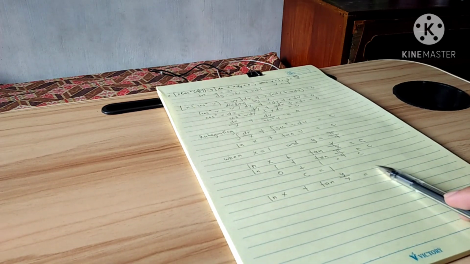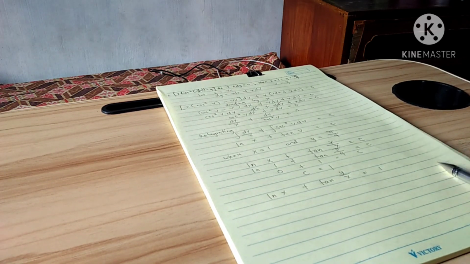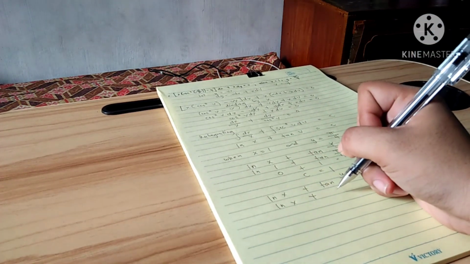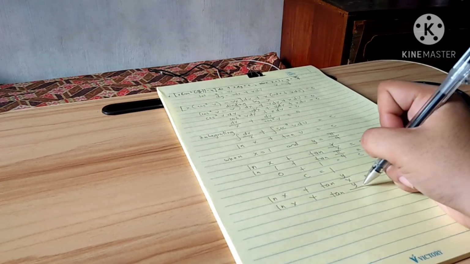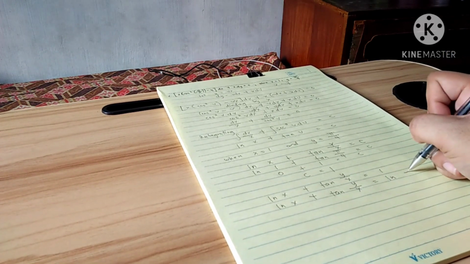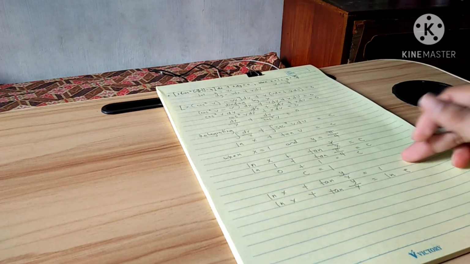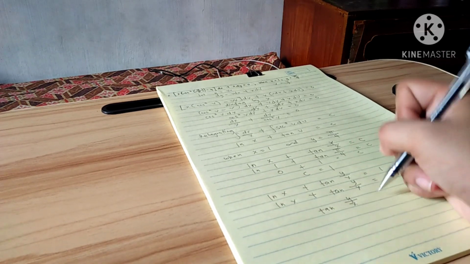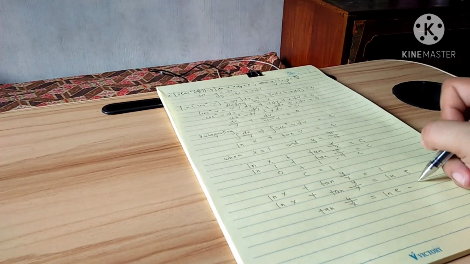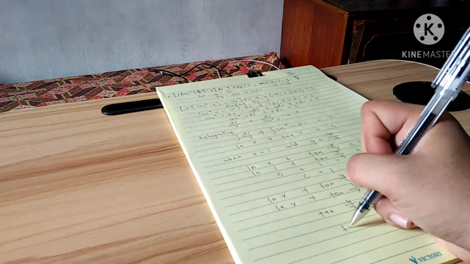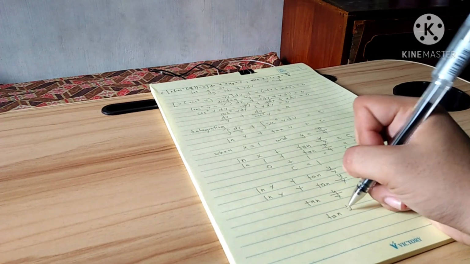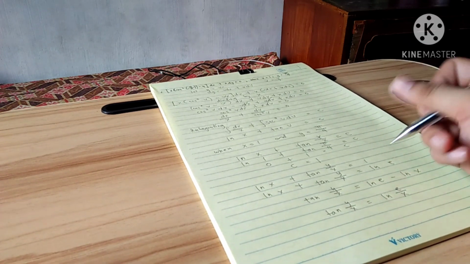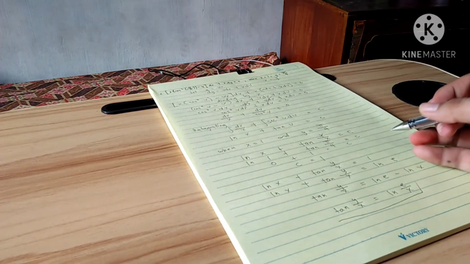Since 1 is equals also to ln e, ipapalit natin yun ngayon. Ln x plus tan y all over x is equals to ln e. Then, transpose natin yan. Tan y all over x is equals to ln e minus ln x. Therefore, tan y all over x would be equals to ln e all over x. So that's our final answer for problem 2.